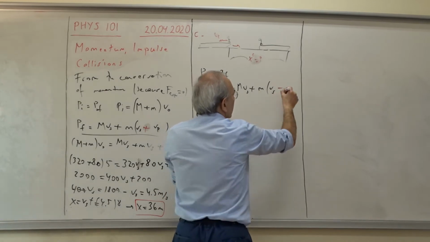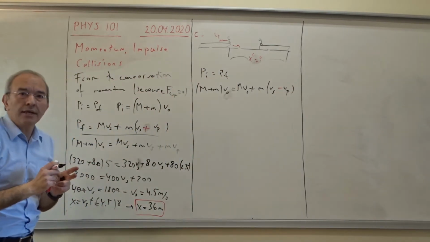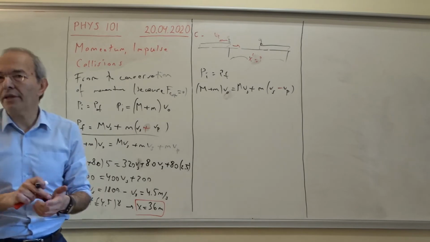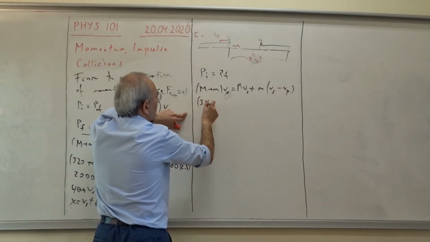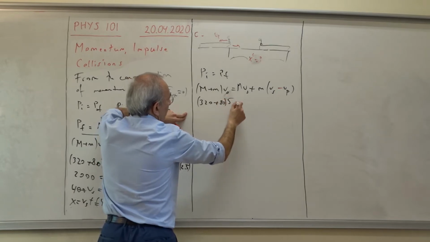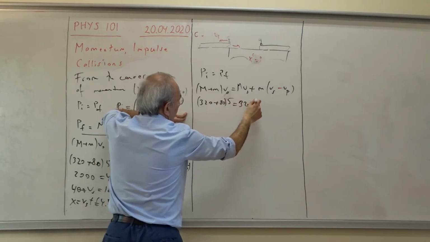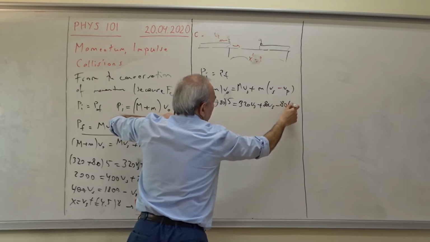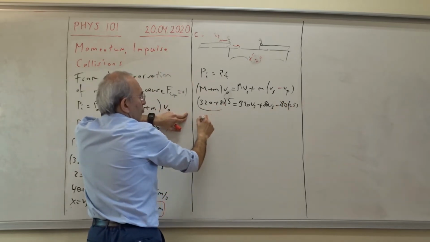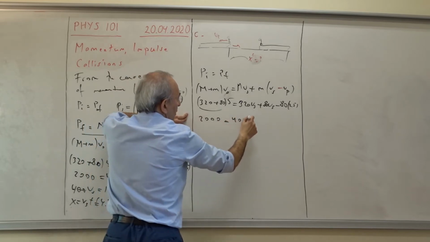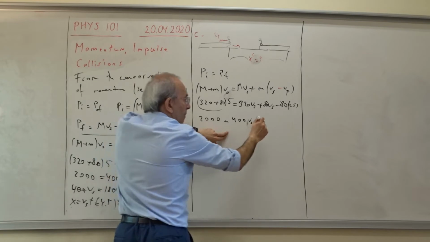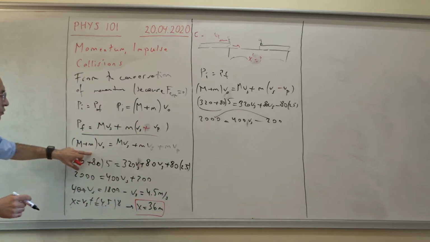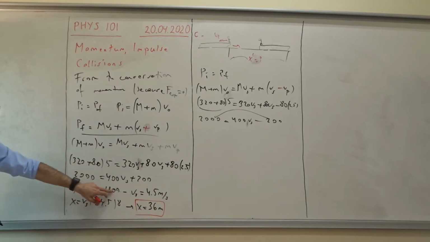Vs minus Vp, this is the main formula we should use at the beginning. The rest is just substituting the data. So again, we have 320 plus 80 times 5 equals 320 Vs plus 80 Vs, but minus 80 and 2.5. So on the left we have again 2000. Here we have 400 velocity of the sled, but now we have a minus sign here, minus 200. So we take it to the left as a positive term, not a subtraction, but an addition.